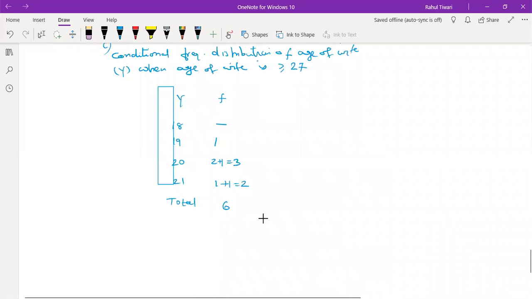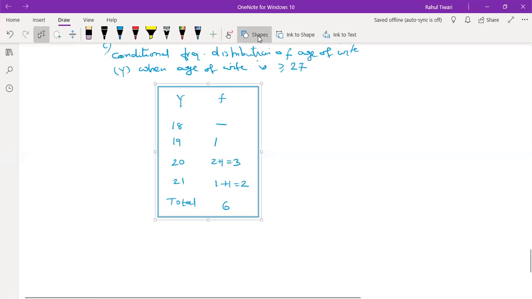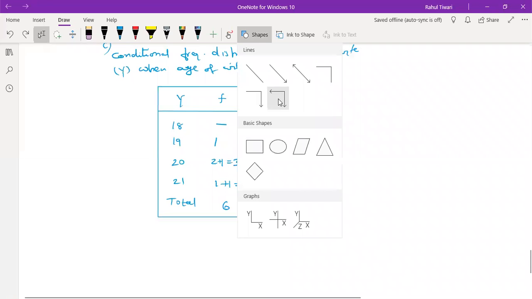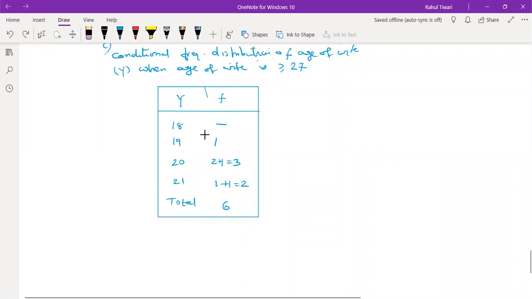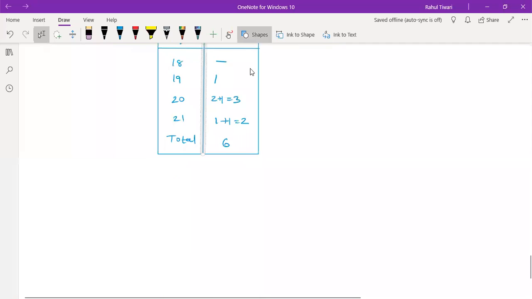So in this way one can get the conditional frequency, and one can create the table like this, because in the paper all presentation is important, rather than the writing part. The presentation skill is important, because it is all representation. Okay, any question related to this, then let me know.